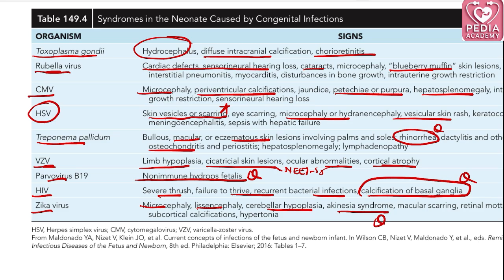I will again highlight the important ones like hydrocephalus, chorioretinitis. So these you have to remember. The highlighted ones are previously asked questions or potential to be asked. Okay, yes. So these are important.